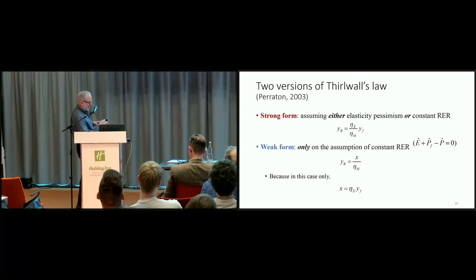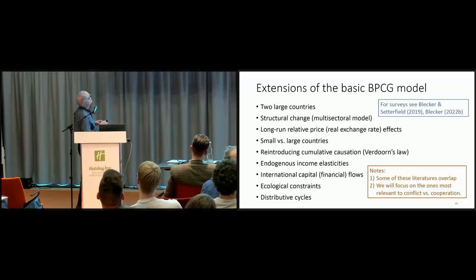I'm going to skip these slides to stick on our theme. So this all goes back a long time. Over the intervening, I guess it's a little more than 40 years now, 44 years, an enormous number of extensions and more complex versions of the balance of payments constrained growth model have been developed. They're surveyed in my book with Mark and another recent article I published in the JOES, Journal of Economic Surveys.